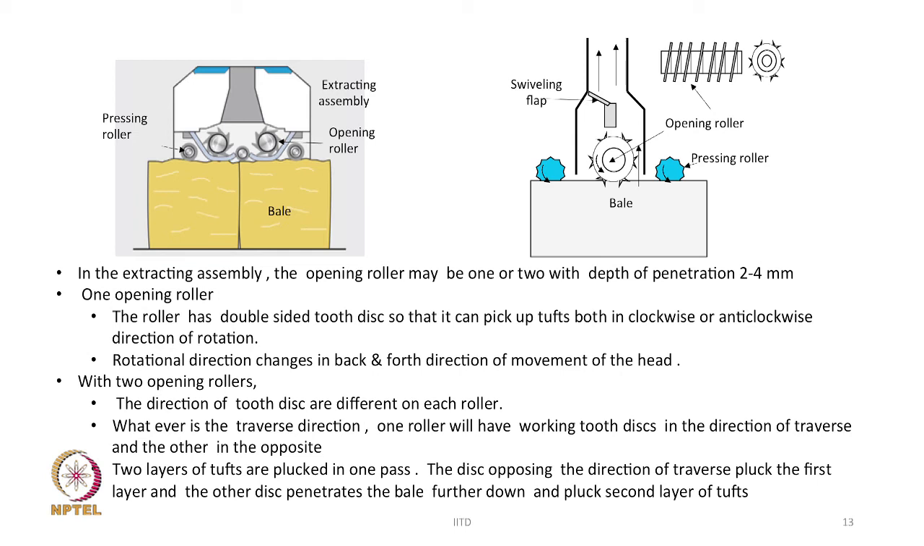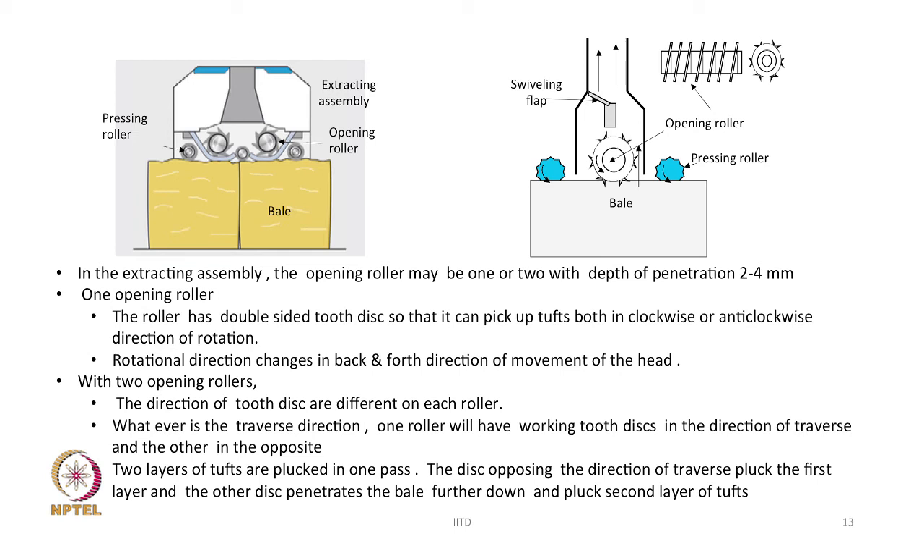The two layers of tufts are plucked in one pass with two opening rollers. The discs opposing the direction of traverse pluck the very first layer, and the other disc penetrates the bale further down and plucks the second layer of tufts.